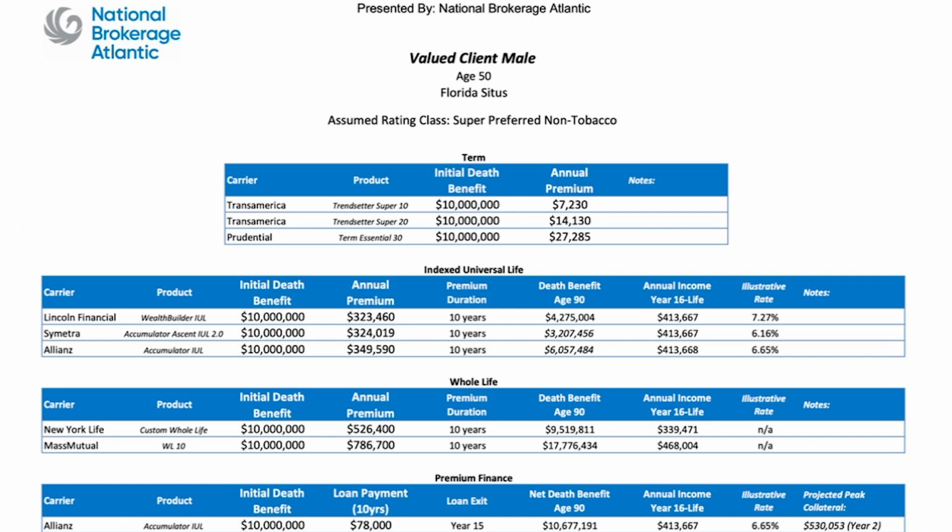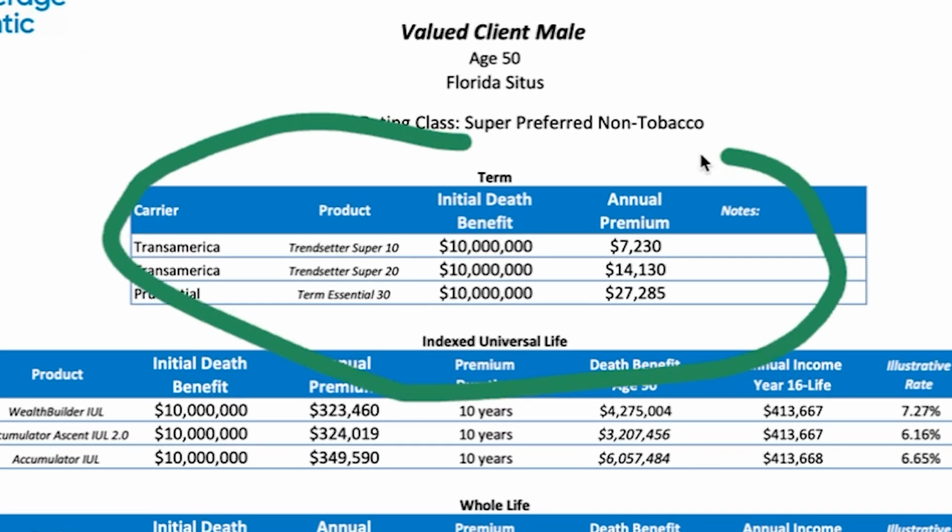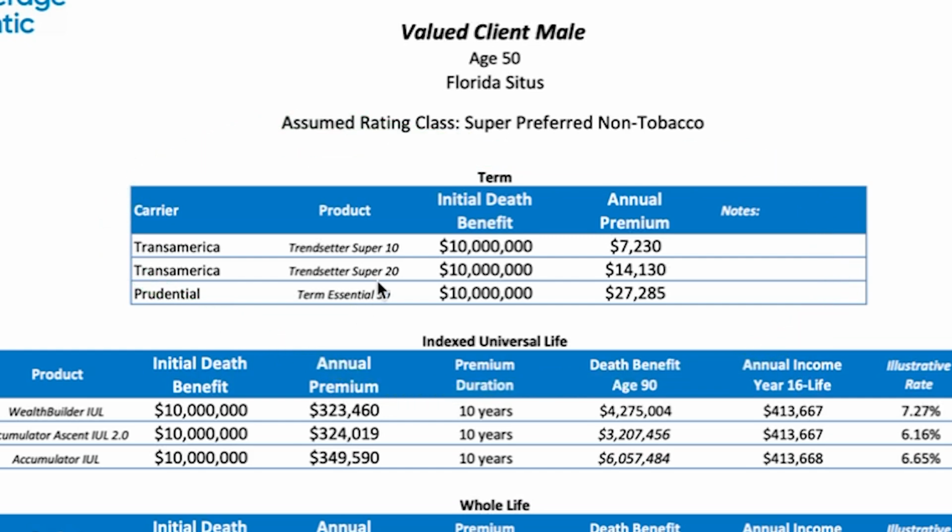You can do a couple things from a standard standpoint, and none of them are wrong per se. It's just a matter of what you're trying to accomplish. If we were going to focus on term insurance for $10 million, for a 50-year-old, and we started with the 10-year level term, the annual premium is $7,230 a year. A 20-year term is $14,000 a year, and a 30-year term would be $27,000 a year. And that's term insurance.